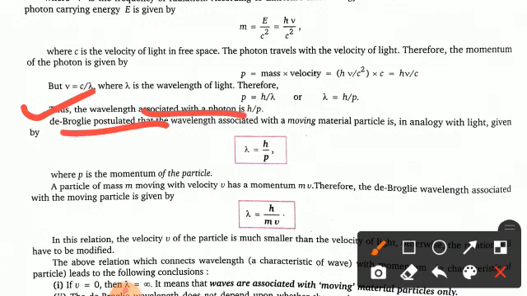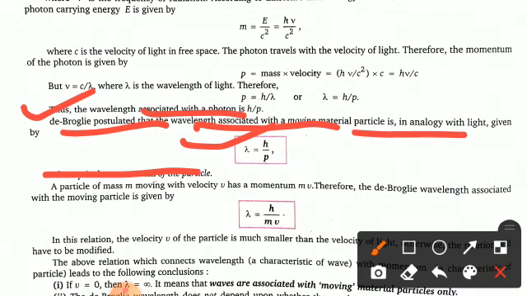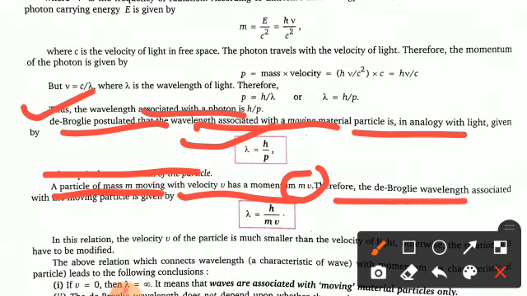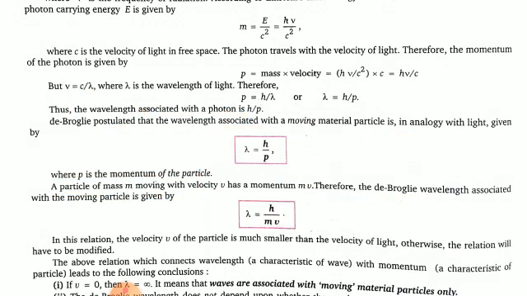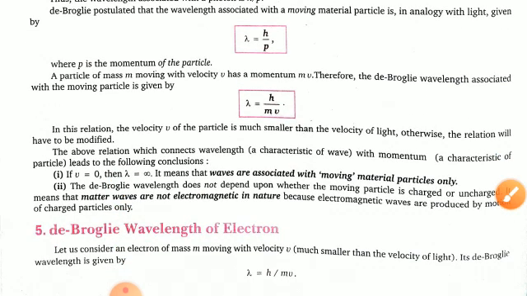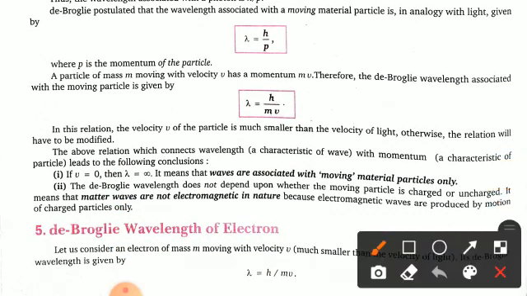So de Broglie postulated that the wavelength associated with a moving particle, in analogy with light, is given by λ = h/p, where p is the momentum of the particle. Now a particle of mass m moving with velocity v has a momentum of how much? mv. Therefore the de Broglie wavelength associated with the moving particle can be written as λ = h/mv. In this relation, the velocity v of the particle is much smaller than the velocity of light, otherwise this relation would have to be modified.